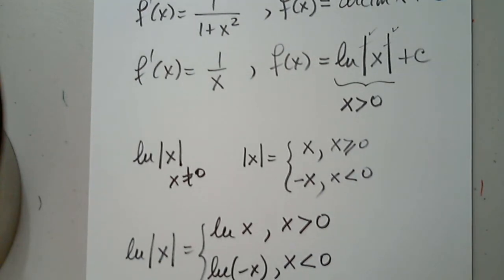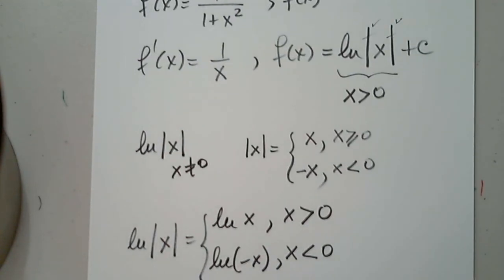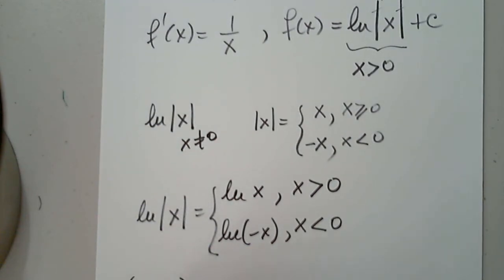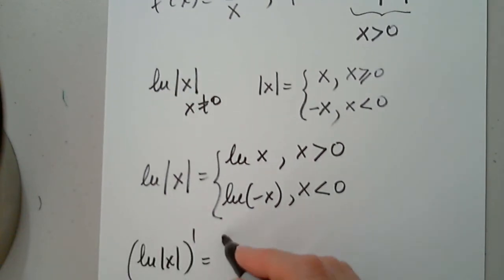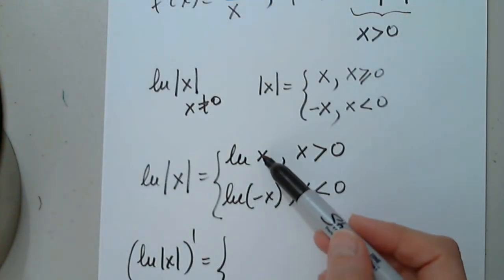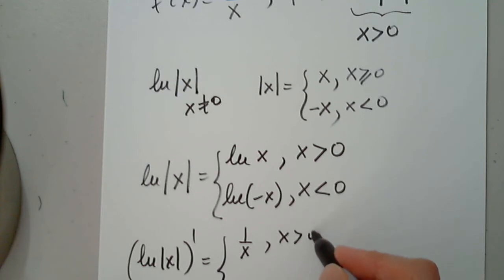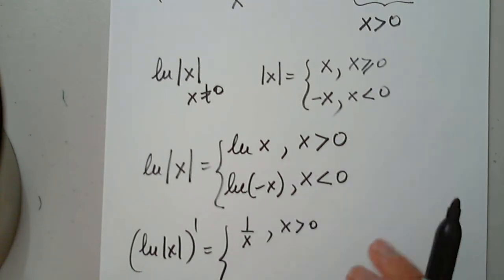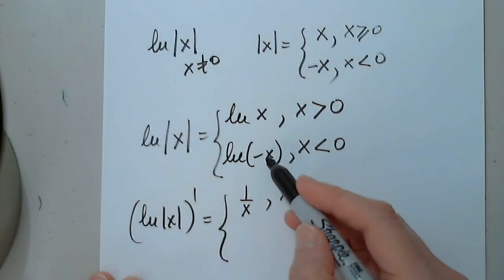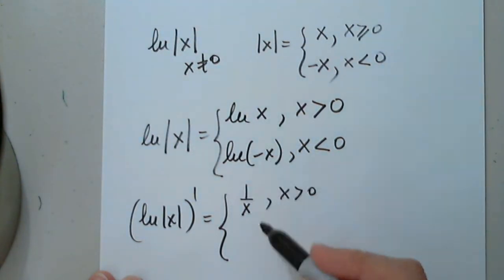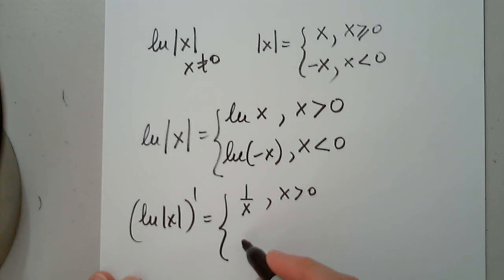So now let's differentiate. Okay, so I want to differentiate this function. Well, let's see what we get. Natural log x prime, we know, is 1 over x. Of course, for x greater than 0. What about this one? This is natural log of a function. It's not plain x, it's negative x. What is the derivative of this? How do we start?